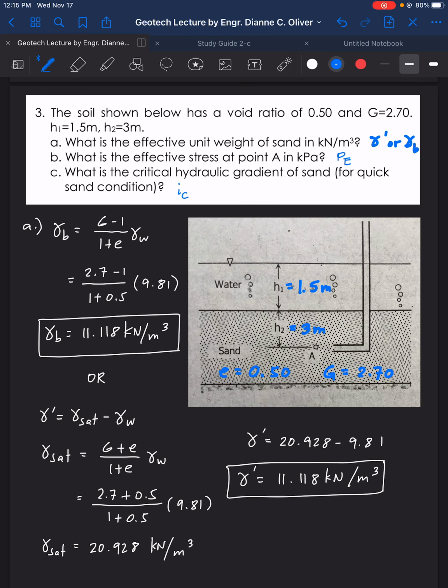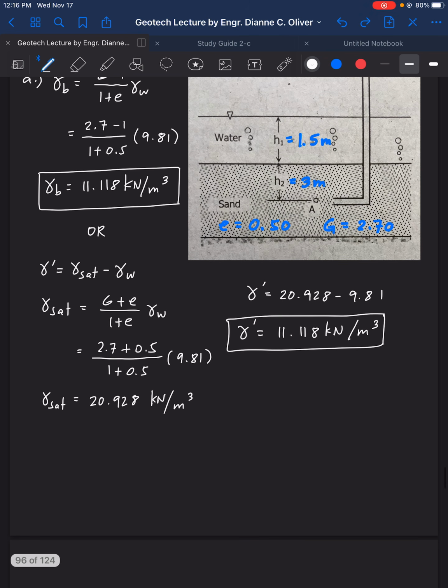Now, I sub C, actually, the formula of I sub C is this portion here of the formula for gamma effective. Okay, so let's solve for letter B, effective stress at point A. So what is the effective stress at point A? Again, we can solve this by the total, P total minus PW. But we can have the shortcut.